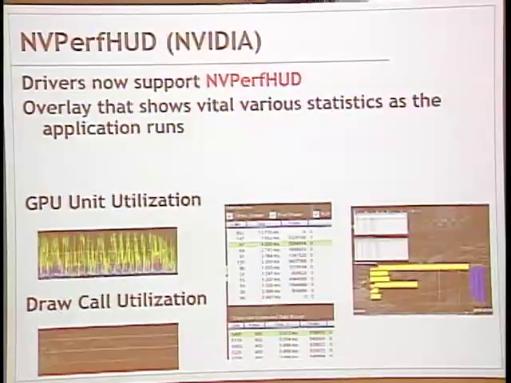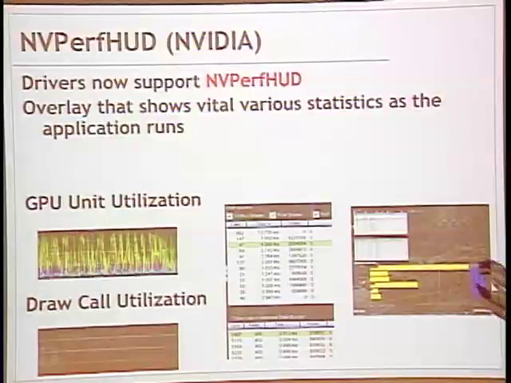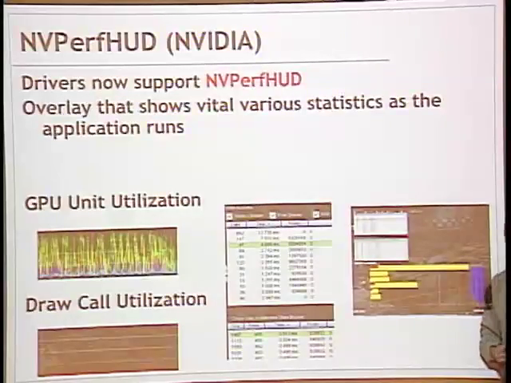So I haven't used this myself. I'm really happy to get feedback from people that have. But Nvidia and AMD and Intel are very interested in seeing people use their graphics hardware to the best of their ability. So they're really nice about giving you these sort of tools to see where your performance gaps are.